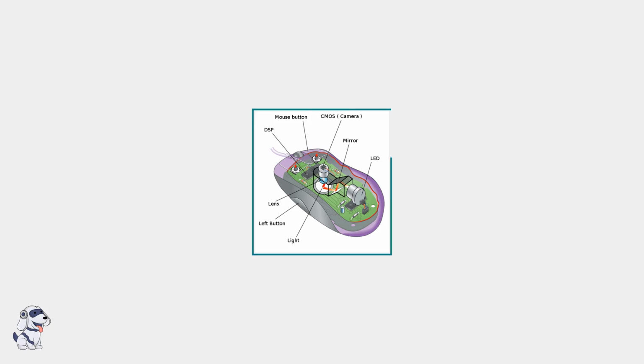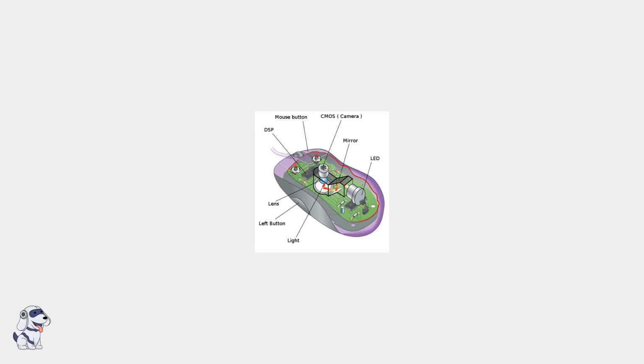When you move the mouse across a surface, the cursor on your computer screen mirrors that movement. The mouse detects its own motion and sends corresponding signals to the computer, resulting in intuitive and precise control. Let's dive inside the mouse to understand how this translation works.